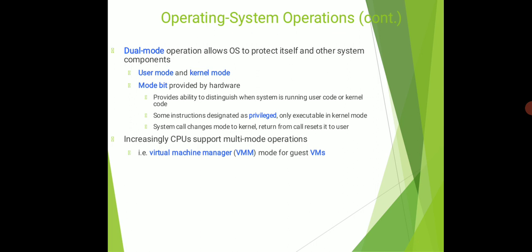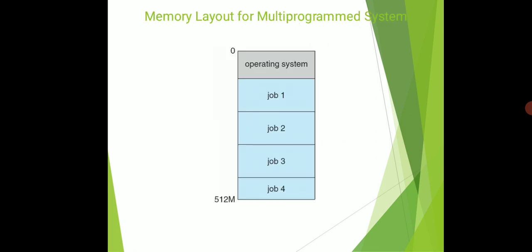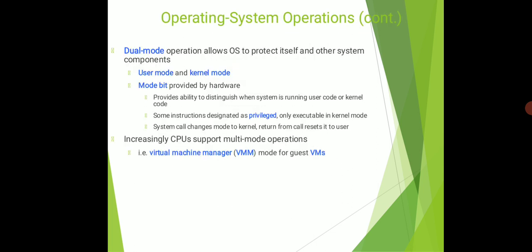Dual mode operation allows the OS to protect itself and other operating system components. There are user mode and kernel mode. The mode bit is provided by the hardware. It provides the ability to distinguish when the system is running user code or kernel code. Some instructions are designated as privileged, only executable in kernel mode. A system call changes the mode to kernel. Return from the call resets it to user. Increasingly, CPUs support multi-mode operations, that is, a virtual machine manager, VMM, made for guest VMs.